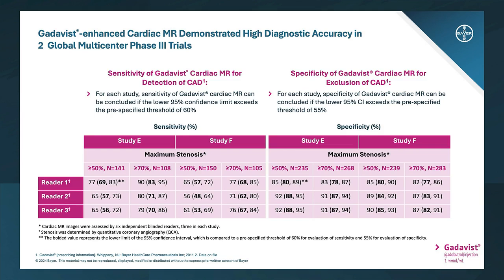These tables show the sensitivity, which is the detection of disease when stenosis was greater than or equal to 50% or greater than or equal to 70%, and specificity, which is the exclusion of disease when stenosis was less than 50% or less than 70%, across 3 independent blinded readers evaluating cardiac MRI images for each of the 2 pivotal trials.